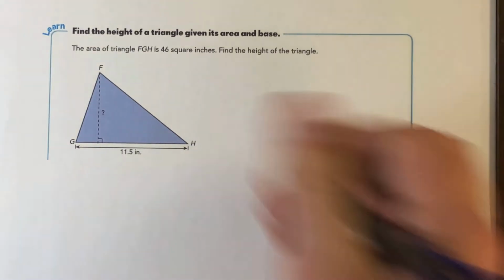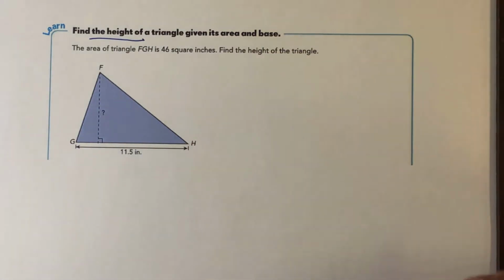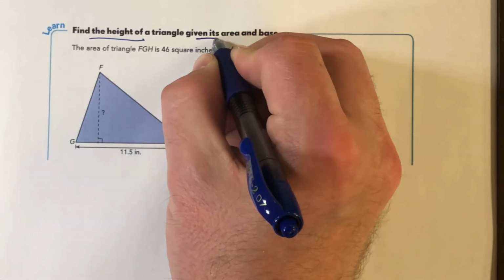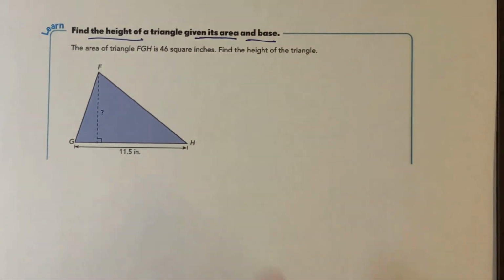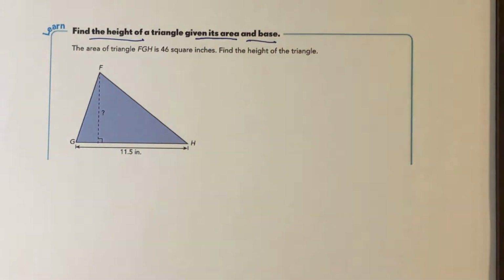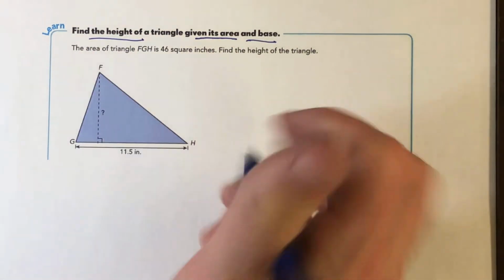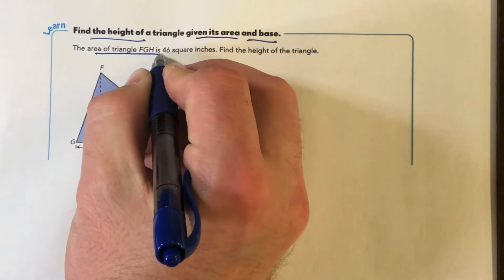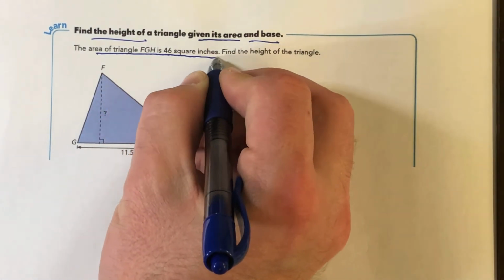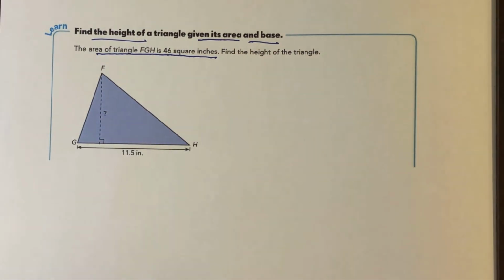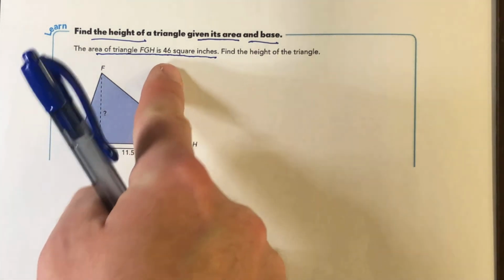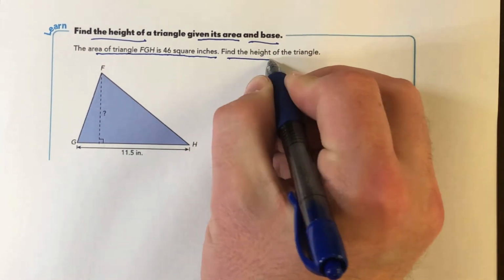This time, we're going to find the height of a triangle, and we are going to be given the area and the base. So they're going to tell us the area. They're going to tell us the base. We have to find the height. Okay, the area of triangle FGH is 46 square inches. So voila, we're not going to find the area. They gave it to us. Now we're going to find the height.